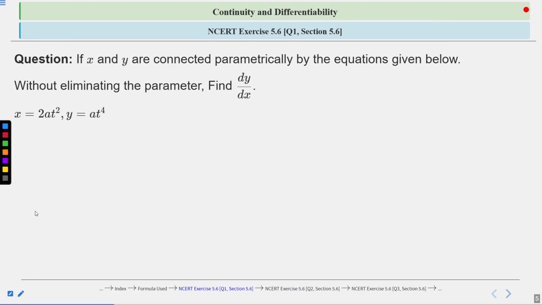Question: If x and y are connected parametrically by the equations given below, without eliminating the parameter, find dy by dx, right? x is basically equal to 2at square and y is basically equal to at cube, right? Clear? Okay, so you have 40 seconds to solve or think about this question. After that, we'll move to the solution part, right?